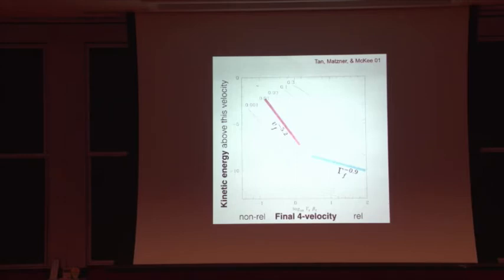Which one are we talking about? Yes, so the vertical axis is the kinetic energy relative to the rest energy, as a logarithm. Sorry, I should have explained that more clearly.